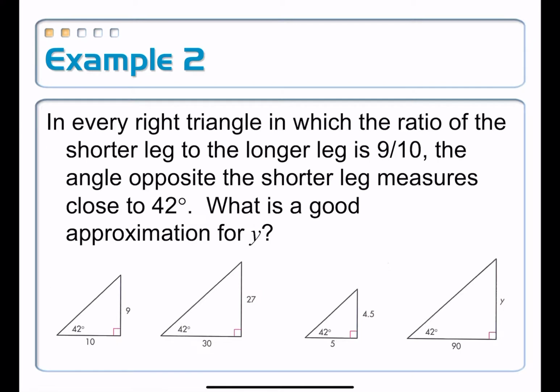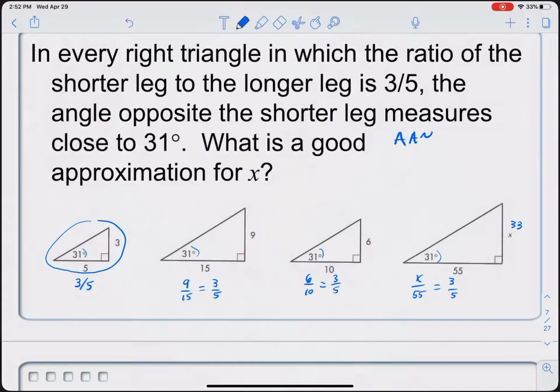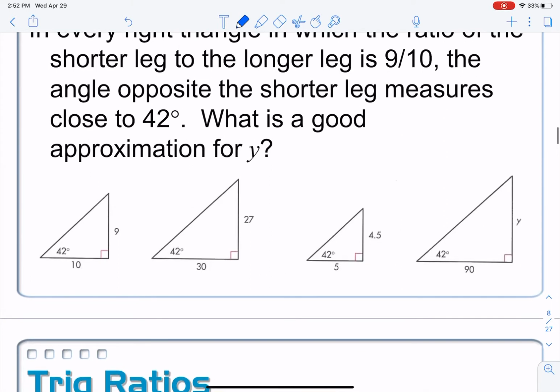In every right triangle in which the ratio of the shorter leg to the longer leg is 9 over 10, the angle opposite the shorter leg measures pretty close to 42 degrees. What's a good approximation for y? I'm going to do the same kind of thing over here. Again, these triangles are all similar right triangles because their angles are the same. The ratio for this first one, for this short side to the somewhat longer leg, is 9 over 10. For the second one, we have 27 over 30. If you divide that by 3, you definitely get 9 over 10.